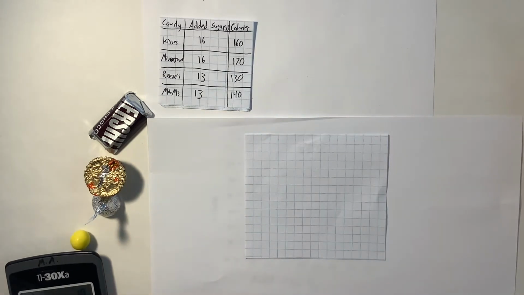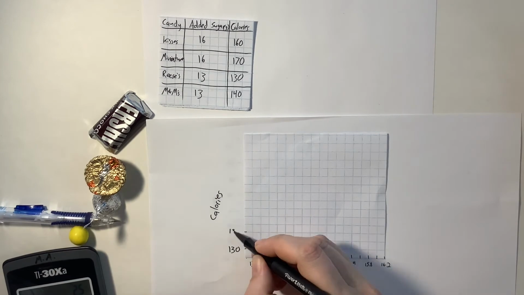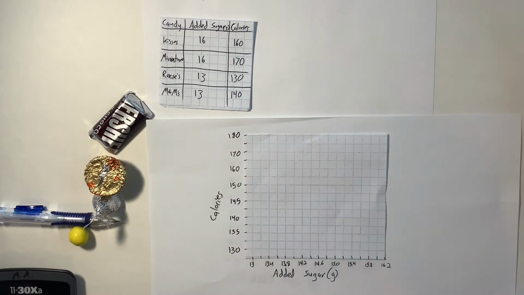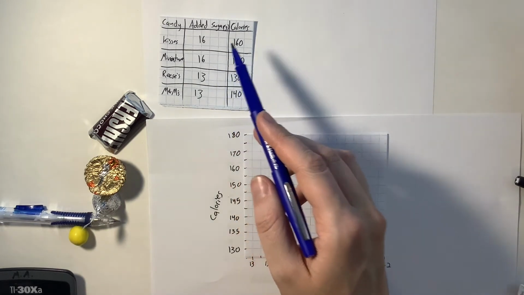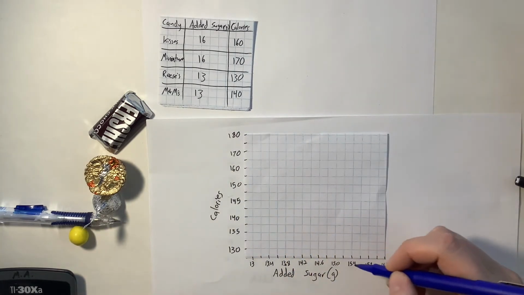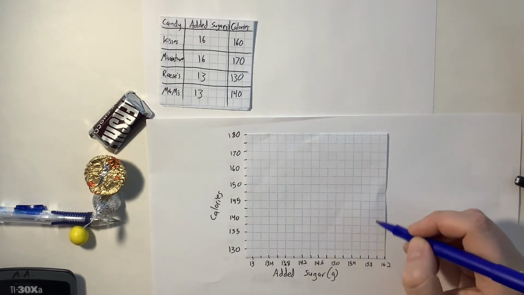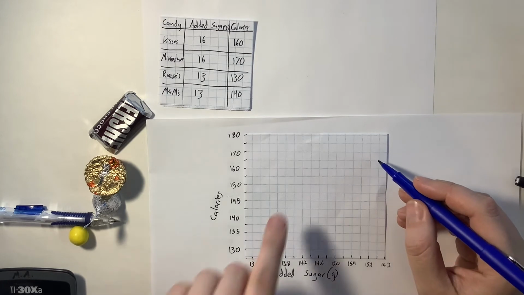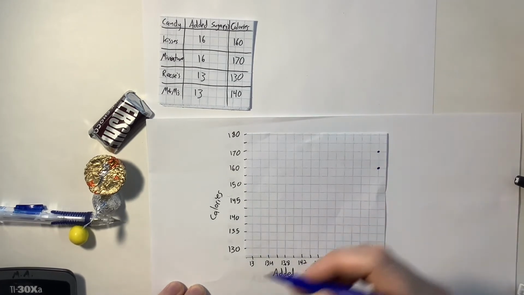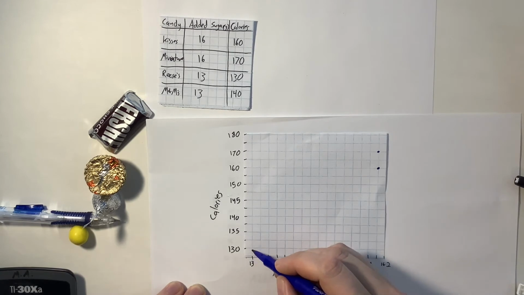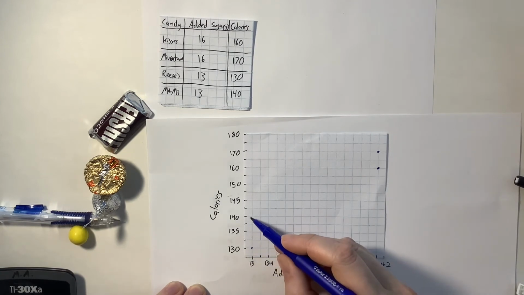Same steps. Okay, so now we have our data set up by serving. So let's do some correlation points. Let's start with the top. 16 grams of added sugar per serving is 160 calories. So we have 16 here and 160 right there. 13 again, but 170. 13 and 130, and 13 and 140.